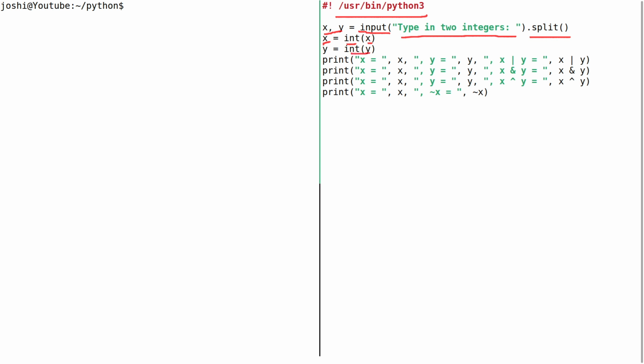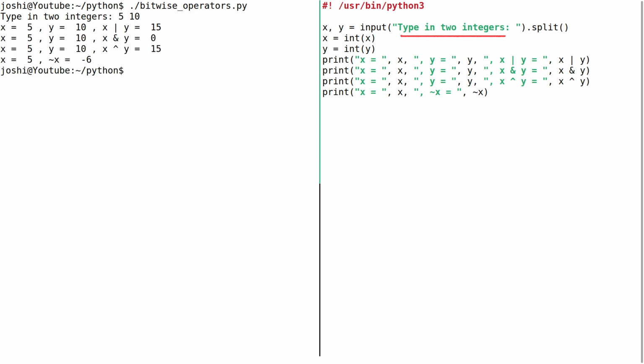I am using the same approach for y here. So from now onwards, y would be treated as an integer. Why integer? Because we know that all the bitwise operators are applied only to integers. Now let me execute it. Now it is asking me to type in two integers. This is the prompt. Suppose I supply two inputs, 5 space 10.